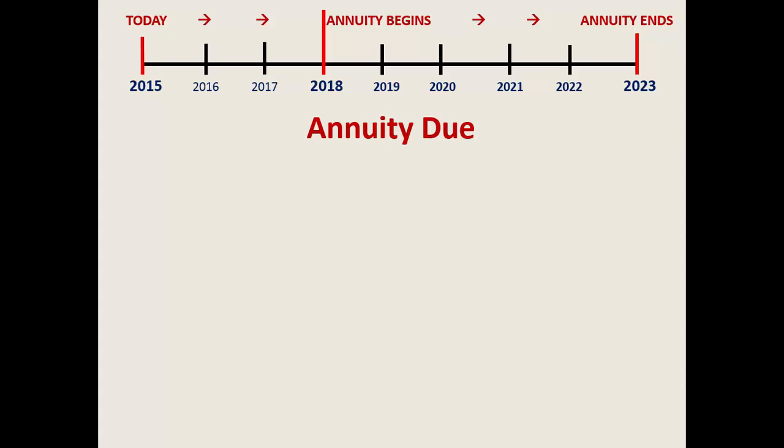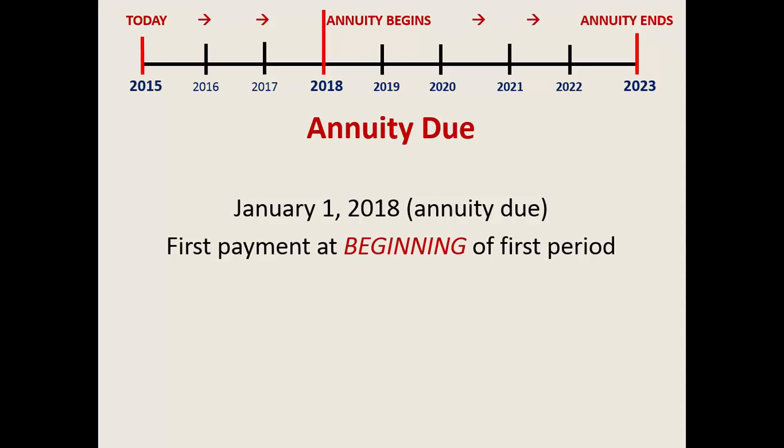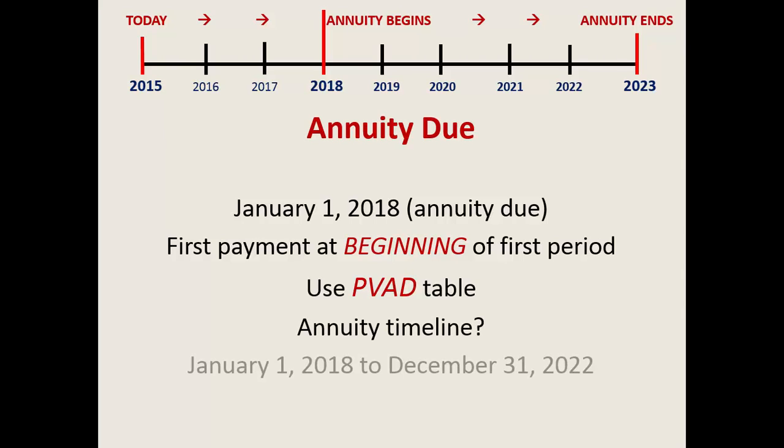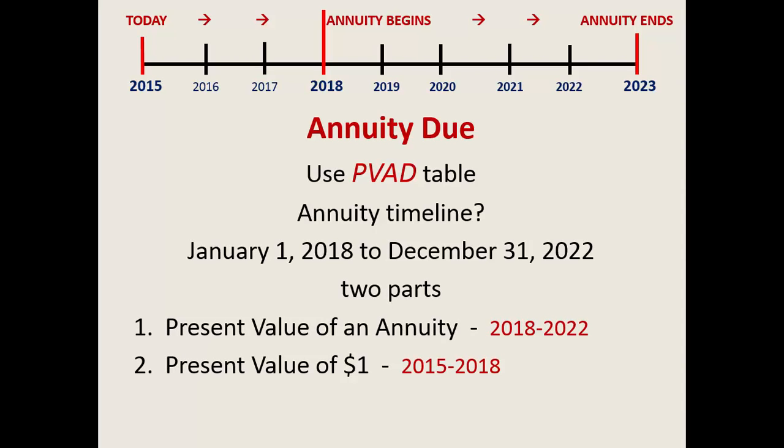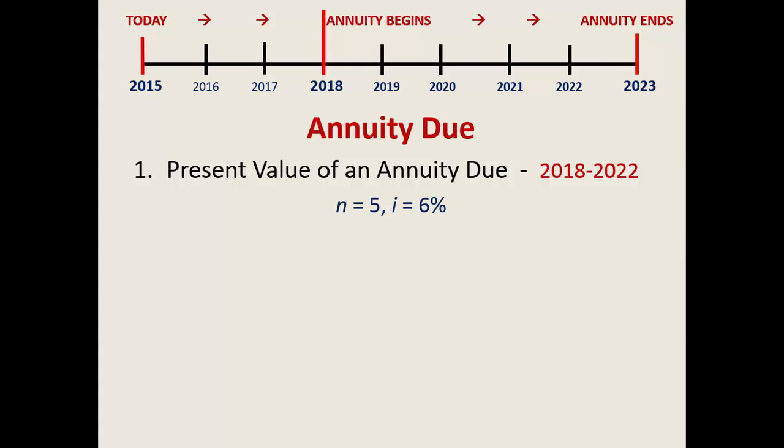Now, what if it's an annuity due? That means it's going to start in the beginning. The first payment is at the beginning of the period, so you're going to use the present value of an annuity due. And what is your annuity timeline? January 1 to December 31st. So you have 5 years, only you're using a different table. And again, it has two parts. So the present value of an annuity due, instead of 6 periods, now we have 5 periods, because you're thinking of it at the beginning.